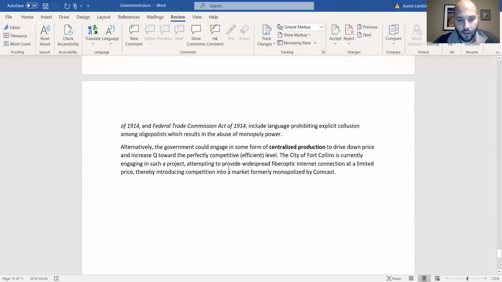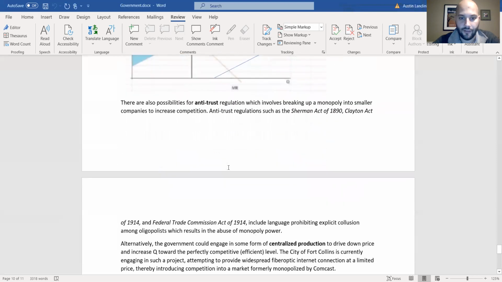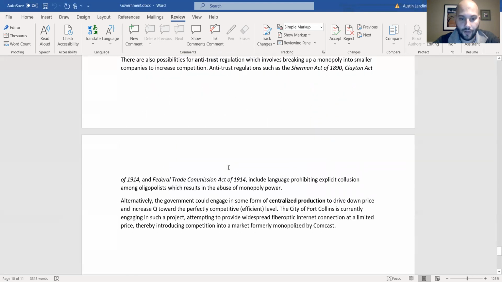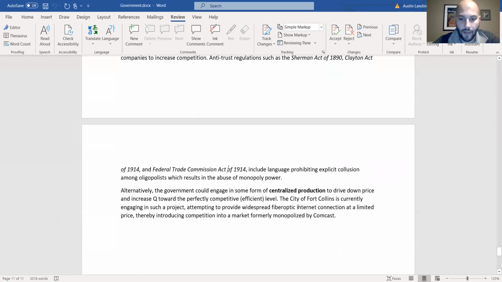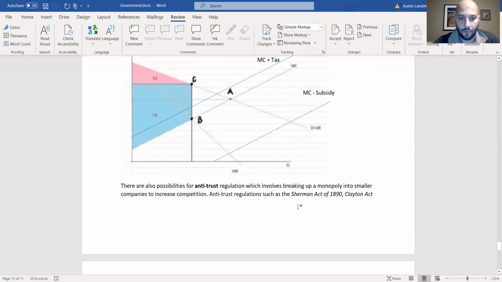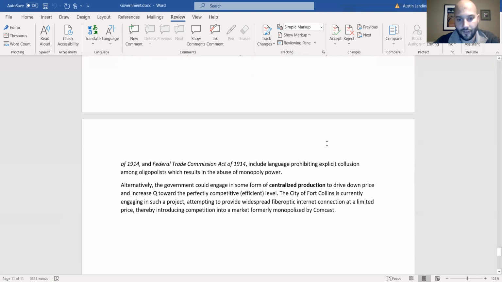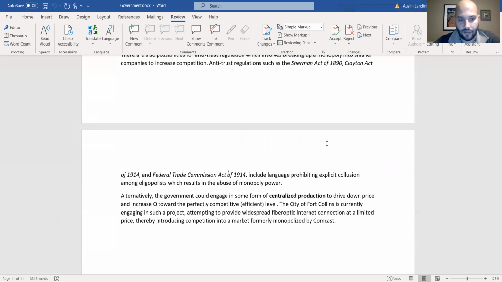Usually it doesn't happen on a large scale, but locally we're seeing it here in Fort Collins, right? We think that Comcast is somewhat of an internet monopoly. And so the city of Fort Collins has responded with an initiative to put in fiber optic internet, which they would provide at a lower price to everybody in Fort Collins. People don't have to go through Fort Collins, but it's one more competitor in the market, which is intended to increase quantity or accessibility and drive down price. Again, we don't tend to see centralized production on a large scale here in the United States, but in some cases it does exist here.